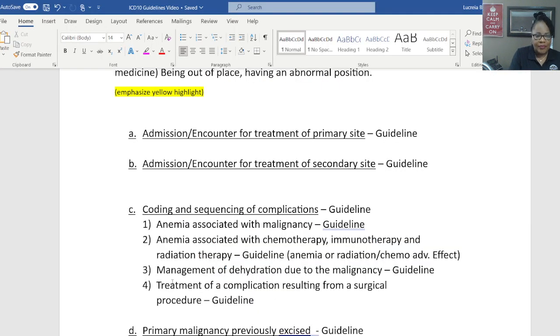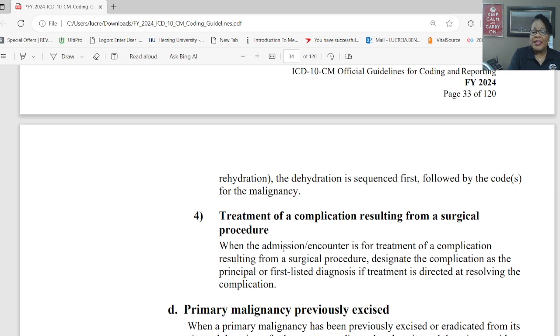All right, number 4, treatment of a complication resulting from a surgical procedure. Let's look at number 4. When the admission or encounter is for the treatment of a complication resulting from a surgical procedure, designate the complication as the principal or first listed diagnoses if treatment is directed at resolving the complication. Almost the same thing as number 3. Here again, they're coming in for the purpose of the complication. Therefore, the complication is listed first, is coded first.